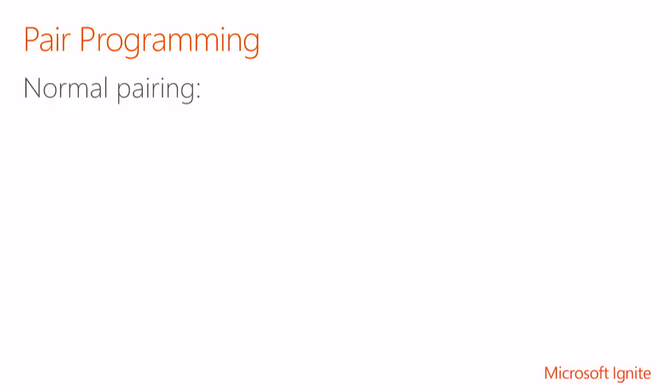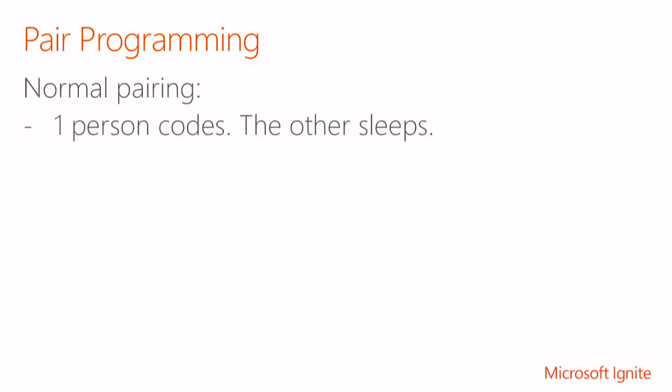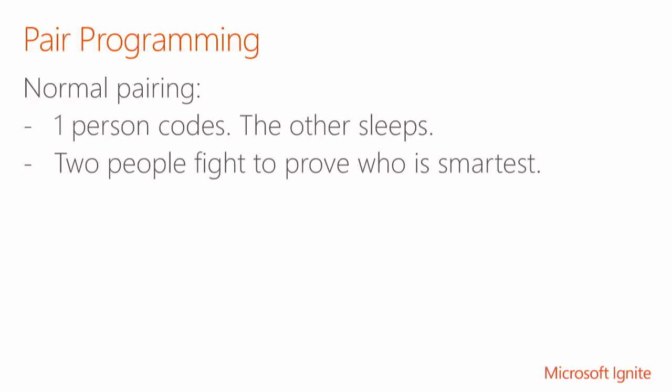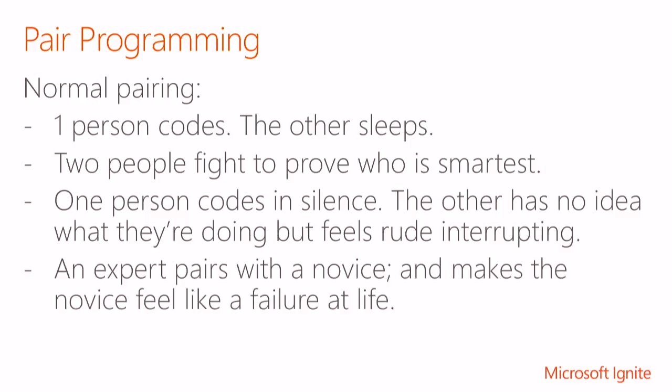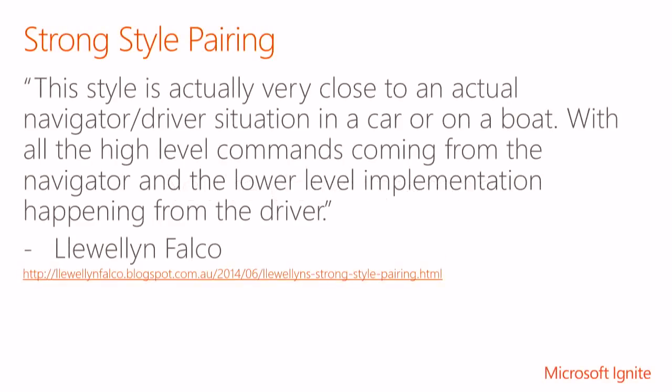Normal pairing goes something like this, by the way. The idea, two people working at the computer to do something. One person codes and the other sleeps. Or there's alternate forms. Two people fight to prove who's the smartest. One person codes in silence, the other person's watching going, I don't know what you're doing, but I don't want to interrupt. Or the expert pairs with the novice. Yeah, you're doing it wrong, okay?